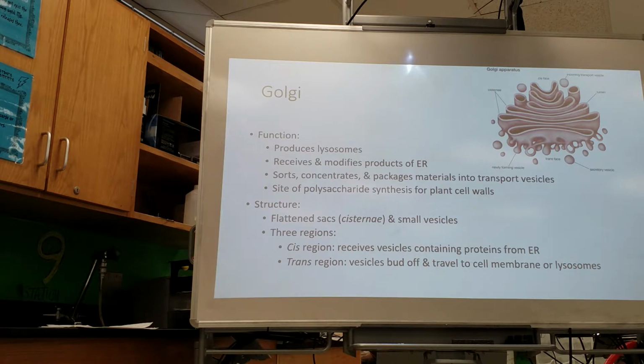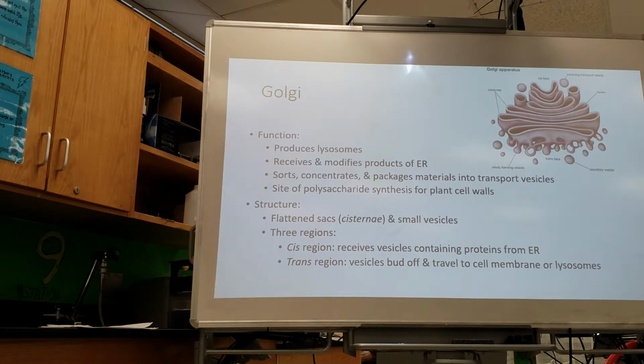It looks like a set of really melty pancakes stacked atop each other. It is a bunch of sacs of membrane that are right next to each other, one after the other. And like I said, it's got a lot of vesicles going back and forth between the different cisternae, as they're called. Those are the little sacs of membrane. And it also has vesicles coming in and vesicles leaving.